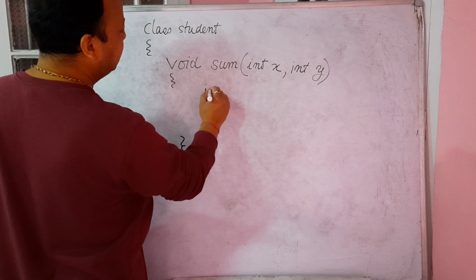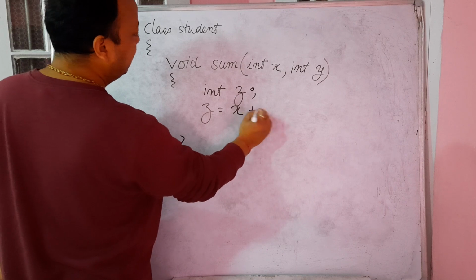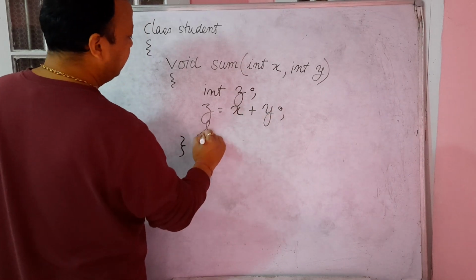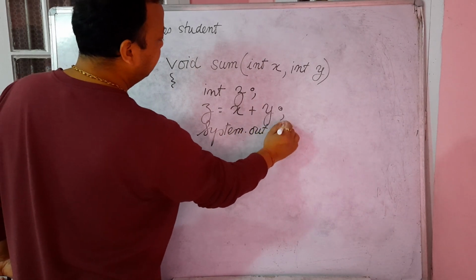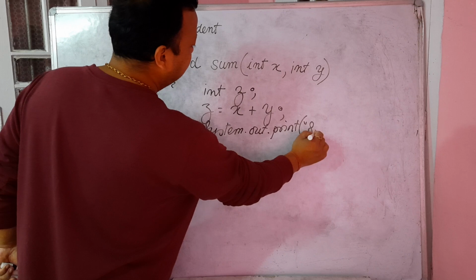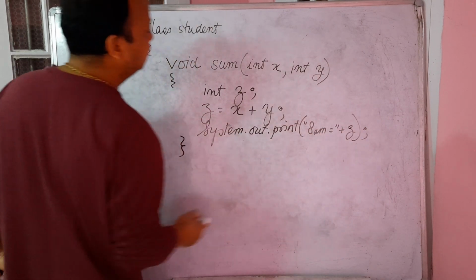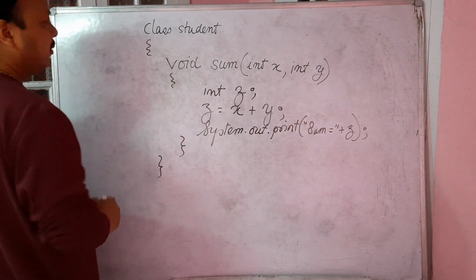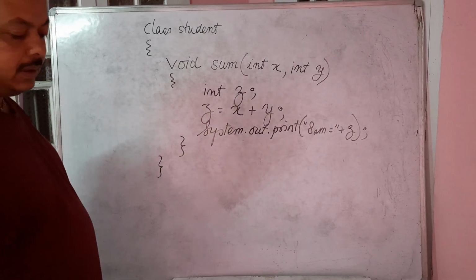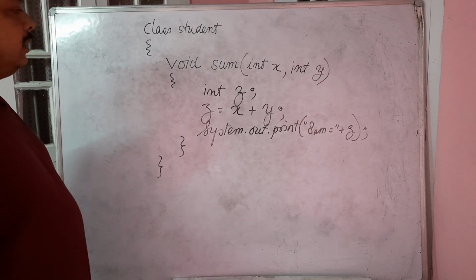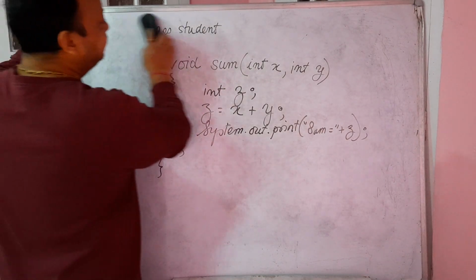Next, you can take a variable called z, and you can say z is equal to x plus y, and then you can display System.out.print "sum is equal to", z, and then you close the class. So this is a very simple task. I hope you will pause and note this down. Let us look at how it is going to execute.